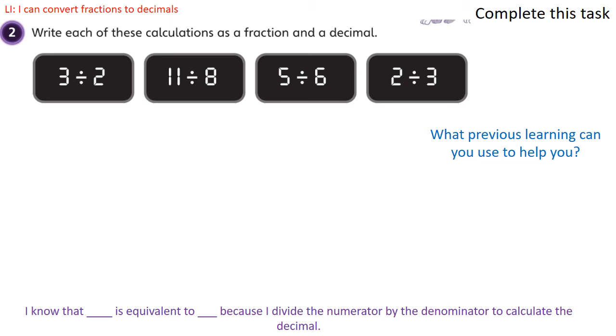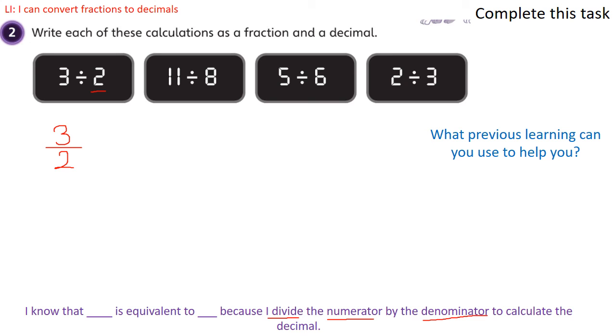Question 2. Write each of these calculations as a fraction and as a decimal. So again, look down here at our STEM centres. I divide the numerator by the denominator. So if I'm dividing by the denominator, that means this is 3 divided by 2. So our denominator has to be 2. Well, if our denominator is 2, then our numerator has to be 3.